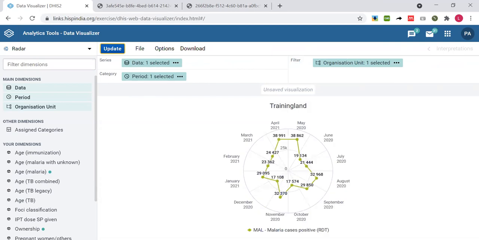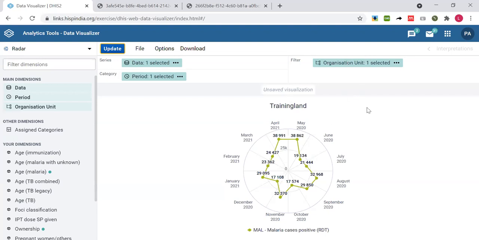Now let's try to analyze what we are seeing here. For example, we are seeing all the months in this outer circle. That means right now the periods are in the category dimension. Whatever you are seeing in this outer circle has to go to the category dimension. And the series is this line, right? This green line, the data dimension, is represented by the series.